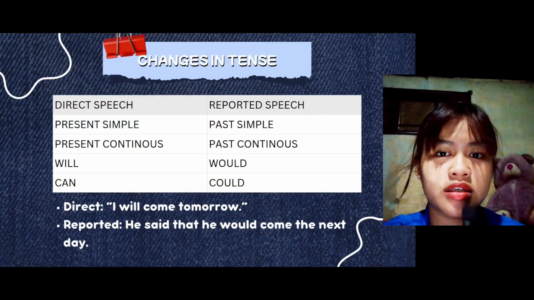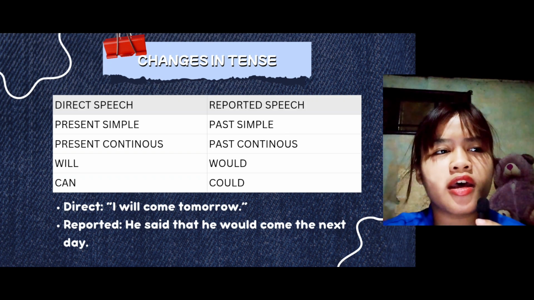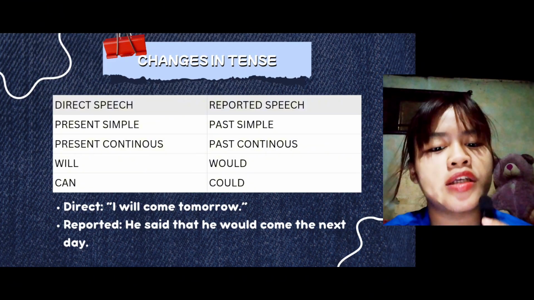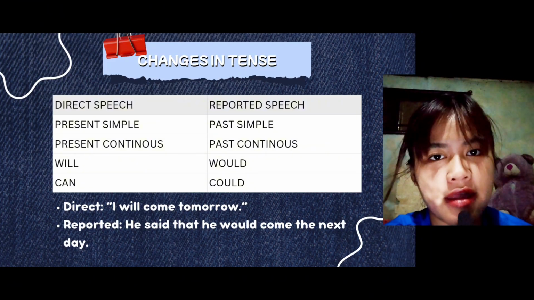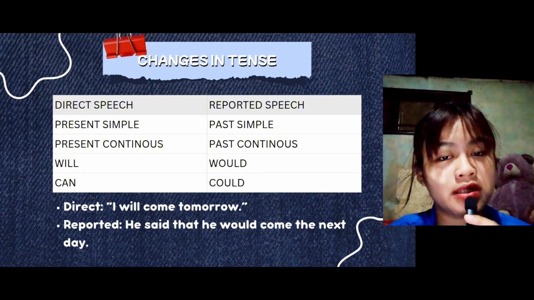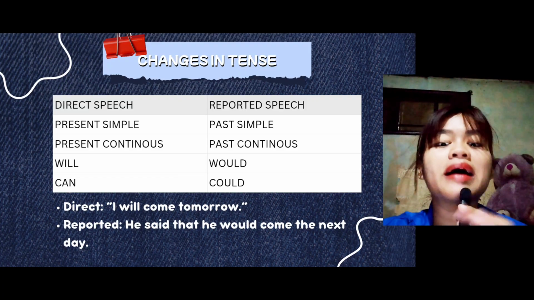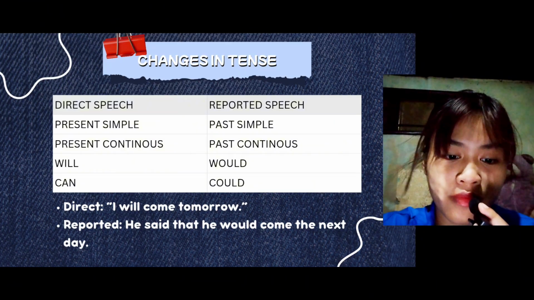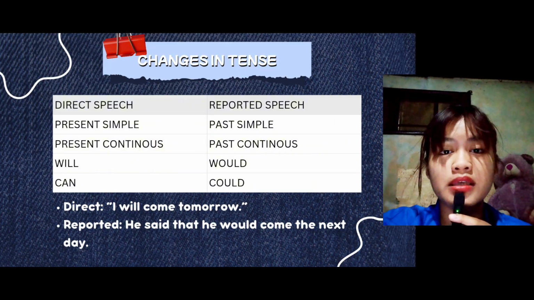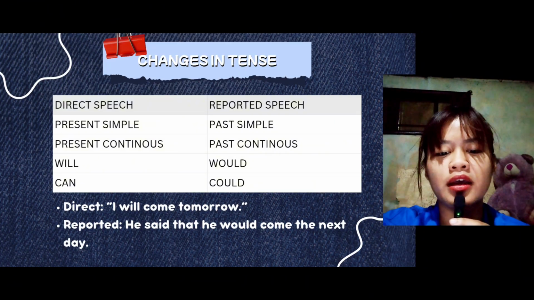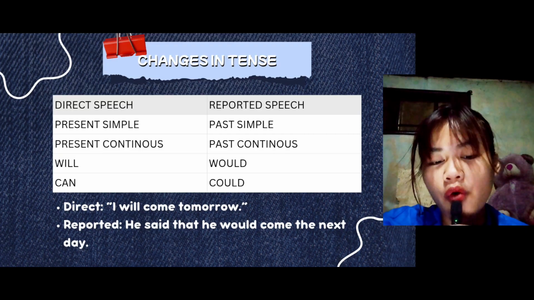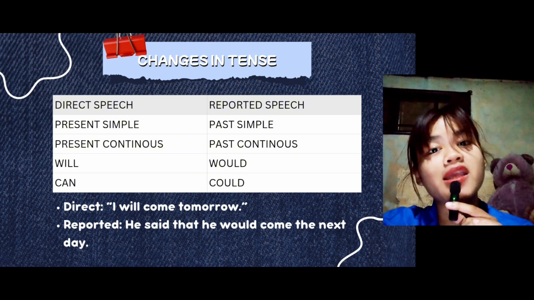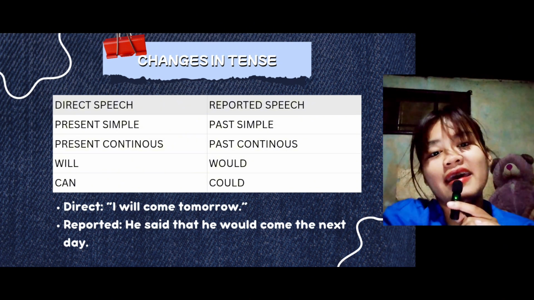Changes in tenses. In direct speech, they have present simple, present continuous, will, and can. And for the reported speech, they use past simple, past continuous, would, and could. For the example, direct speech, it says, I will come tomorrow. In the reported speech, it says, he said that he will come the next day.